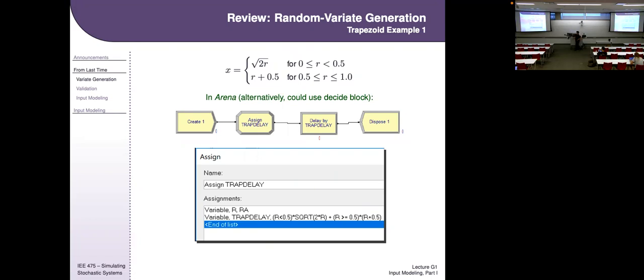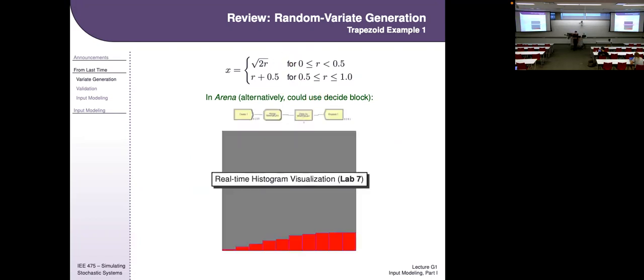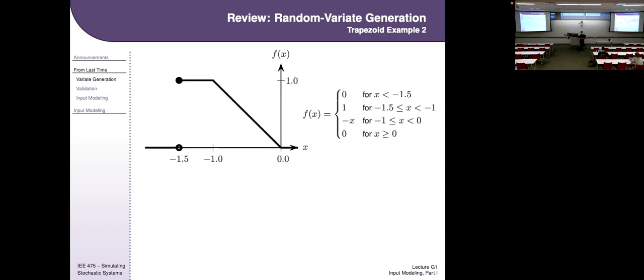And if I do that, then I can actually have ARENA do a histogram, and you're going to learn how to do that in Lab 7. And so if I do a histogram of the trap delays that come out of that, as expected, it ramps up and then levels off. So a bunch of different ways that I can do that.